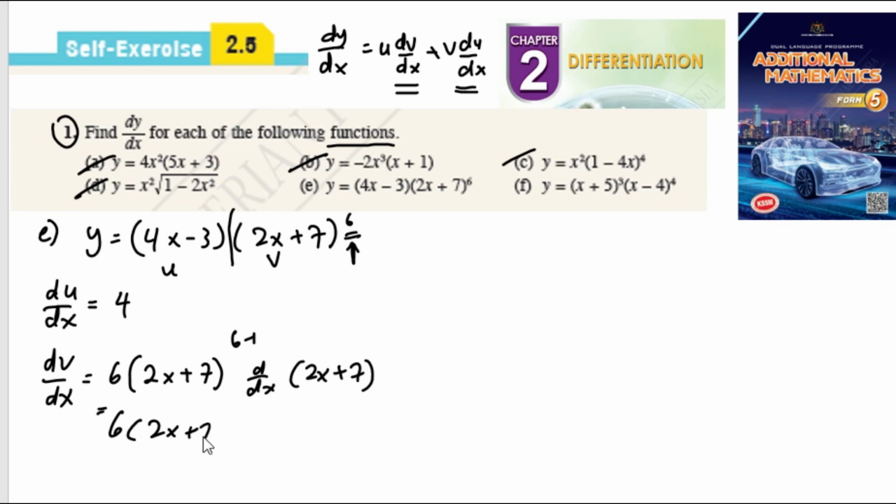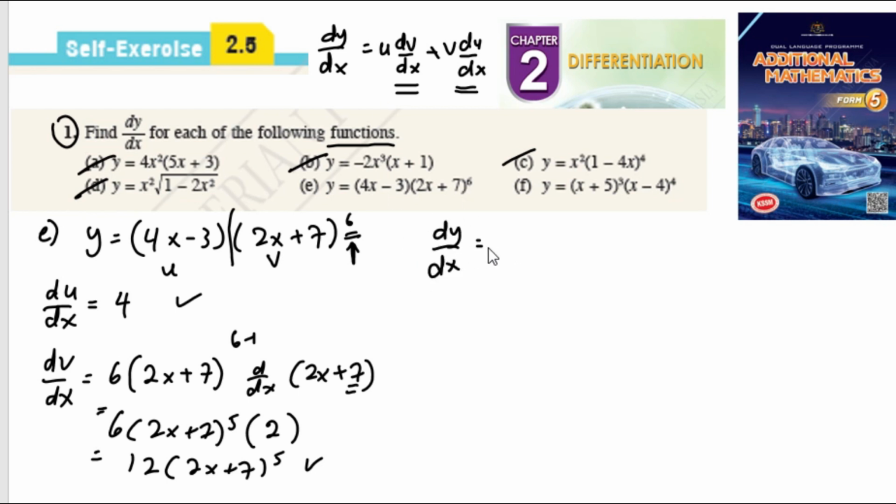So here we get 6 times 2x plus 7 to the power of 5. When you differentiate 2x you get 2, and you differentiate 7, you get 0. So 6 times 2, you get 12. So here 12 times 2x plus 7 to the power of 5. Now you have u, v, du over dx, dv over dx. Now we can proceed. So dy over dx is equal to u, which is 4x minus 3, times dv over dx, which is 12 times 2x plus 7 to the power of 5, and then plus v, which is 2x plus 7 to the power of 6.